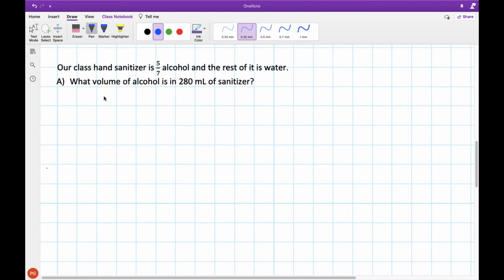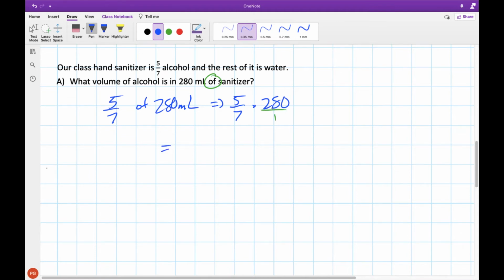The first question here is what volume of alcohol is in 280 milliliters of sanitizer? So we want to find the alcohol content. 280 milliliters of sanitizer, if 5/7 of it is alcohol, the answer here would be to calculate 5/7 of 280 milliliters, which is the same as 5/7 times 280.